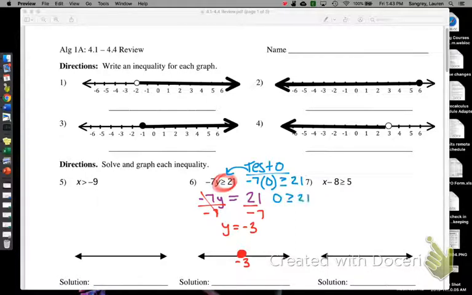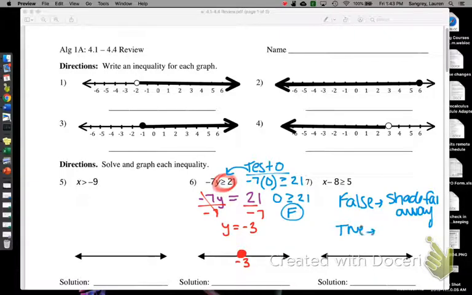So ask yourself, is 0 greater than or equal to 21? Well, that is false. So when we have false, we shade far away from 0. If we get true, we shade toward 0. So since I got false, I have to shade far away from 0. Well, if -3 is already on my number line, this would be -2, -1, 0. So 0 is to the right, which means I have to shade far away from it.